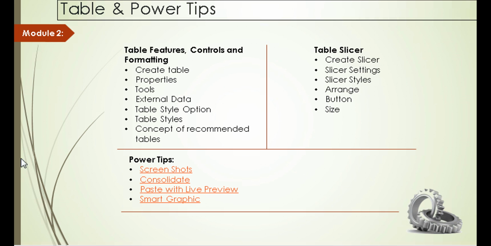In last class we learned about table features, controls and formatting, and the most useful feature known as the concept of recommended pivot tables. And now we will learn about the table slicer. We will learn how to create a slicer and how to control the settings, slicer styles, their arrangement, buttons and size. So you will be learning all these features that will help you sort and filter data more efficiently. So let's see how the table slicer works.